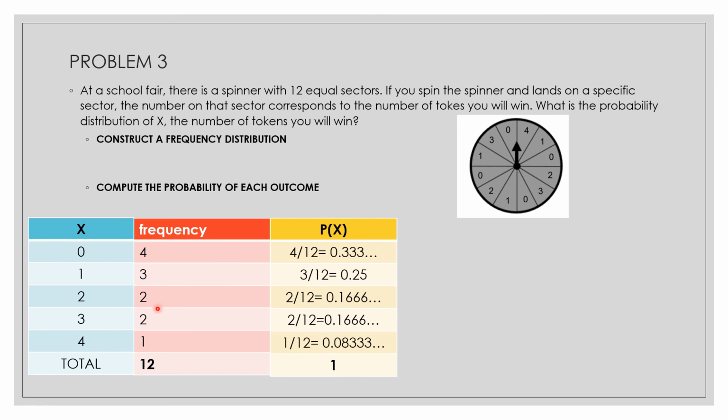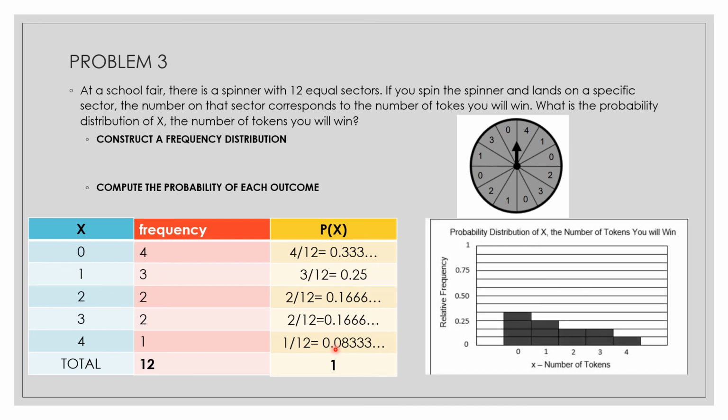Same with 1, 3 divided by 12, that is 0.25. 2 divided by 12, that is 0.1666 and so on. 2 divided by 12 for 3, that is 0.16666, same with 2. And then for 4, we have 1 over 12, that is 0.08333 and so on. If we're going to add these ones, that is very close to 1, that is 0.99. And it will round up to 1. Kaya equal to 1 pa rin yung ating probabilities.